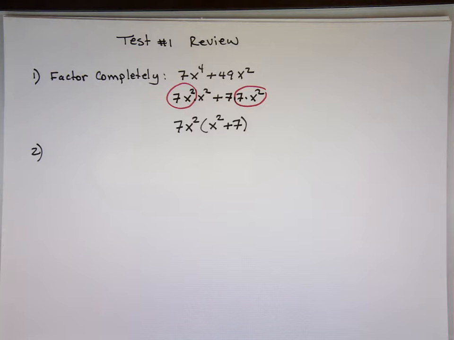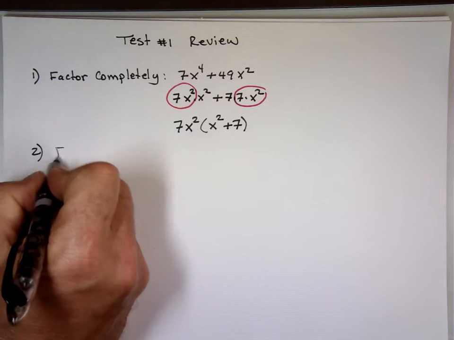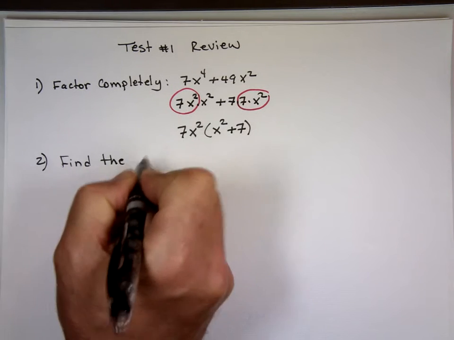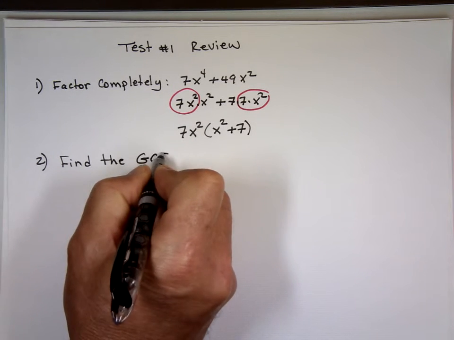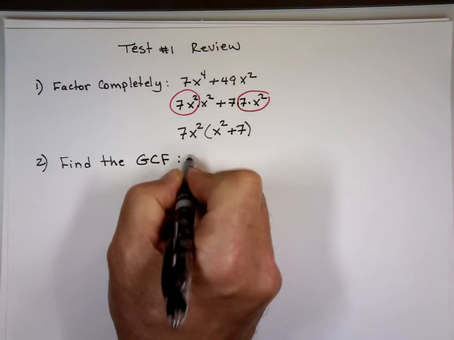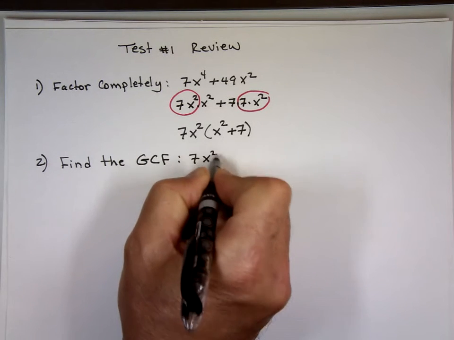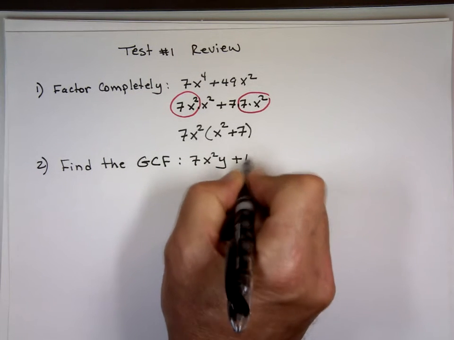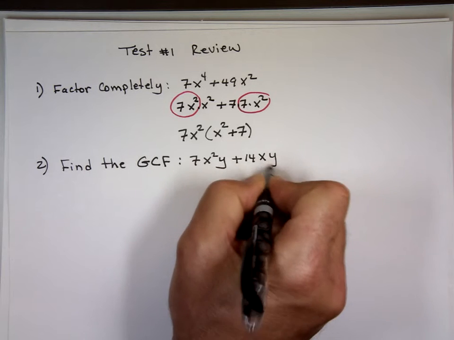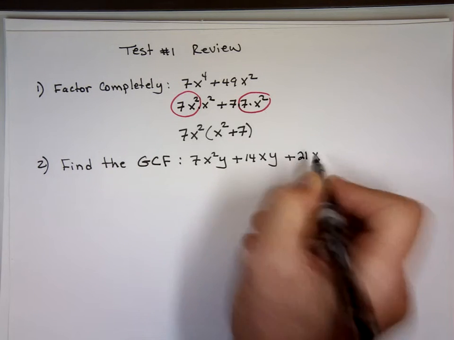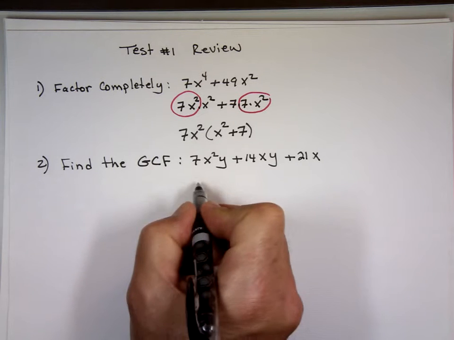Number 2, find the greatest common factor for 7x squared y plus 14xy plus 21x. Now when you look at them slowly, that means what?